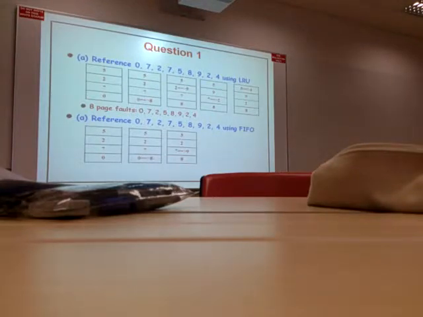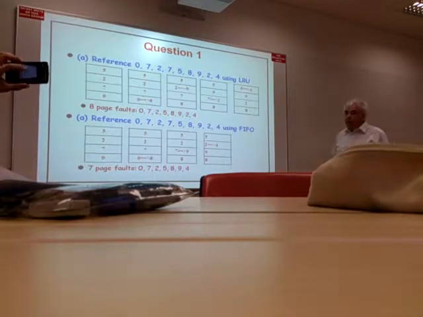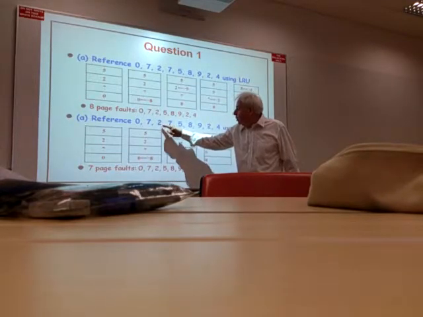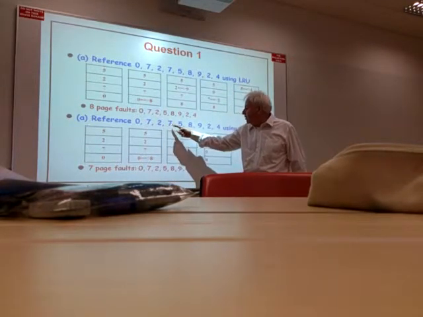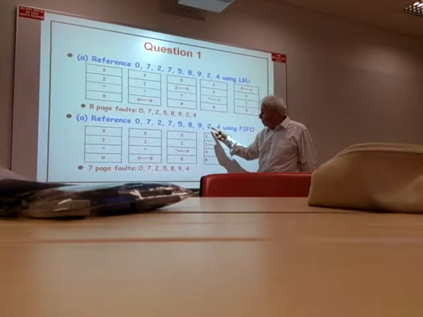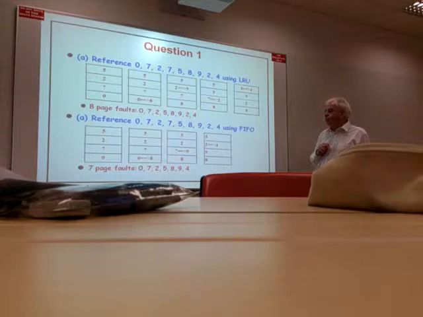Which page do we replace by page 4? 2. So how many page faults do we have here? 7 altogether, because in this case the 0, 7, and 2 cause a page fault, 7 doesn't, 5 causes a page fault, 8, 9, 2 doesn't, and 4 causes a page fault.